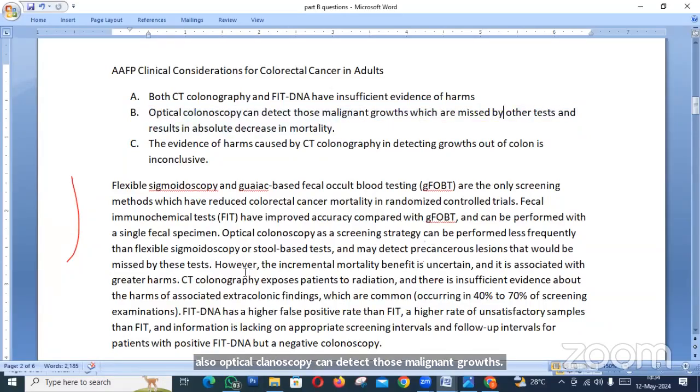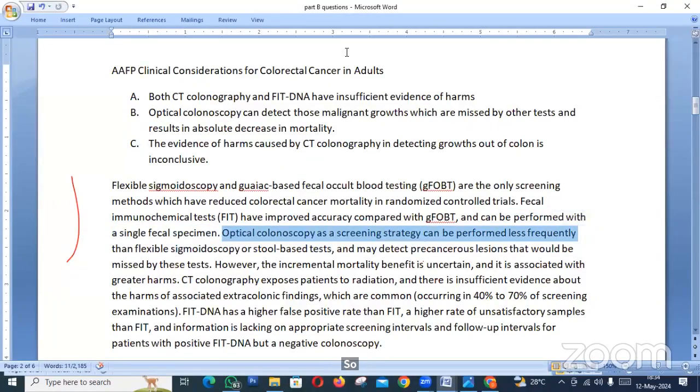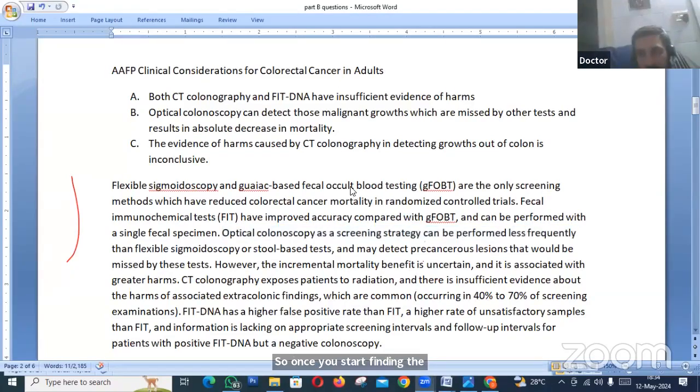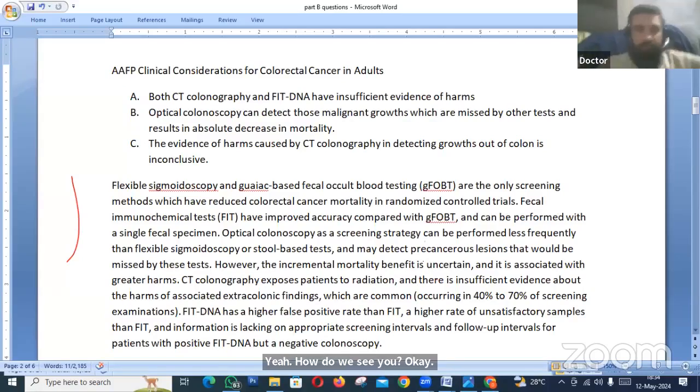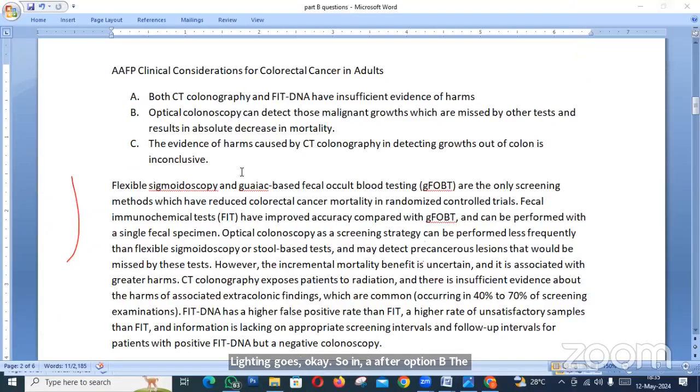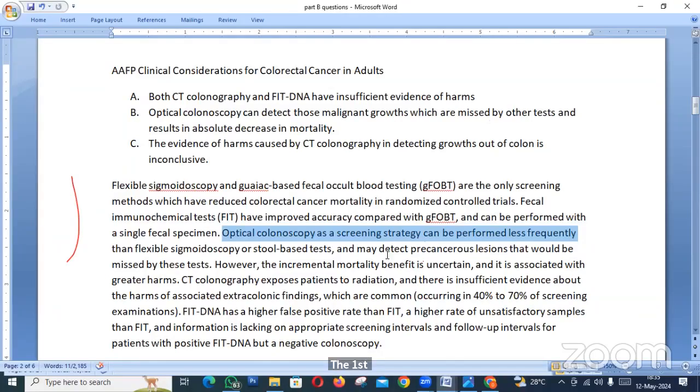Where is it given? Optical colonoscopy, yeah, there. You match the keywords. Once you start finding the answers, you will see it is easy. There's no problem with lighting also. So in option B, the first half: optical colonoscopy can detect those malignant growths which are missed by others. Okay, it is given here.